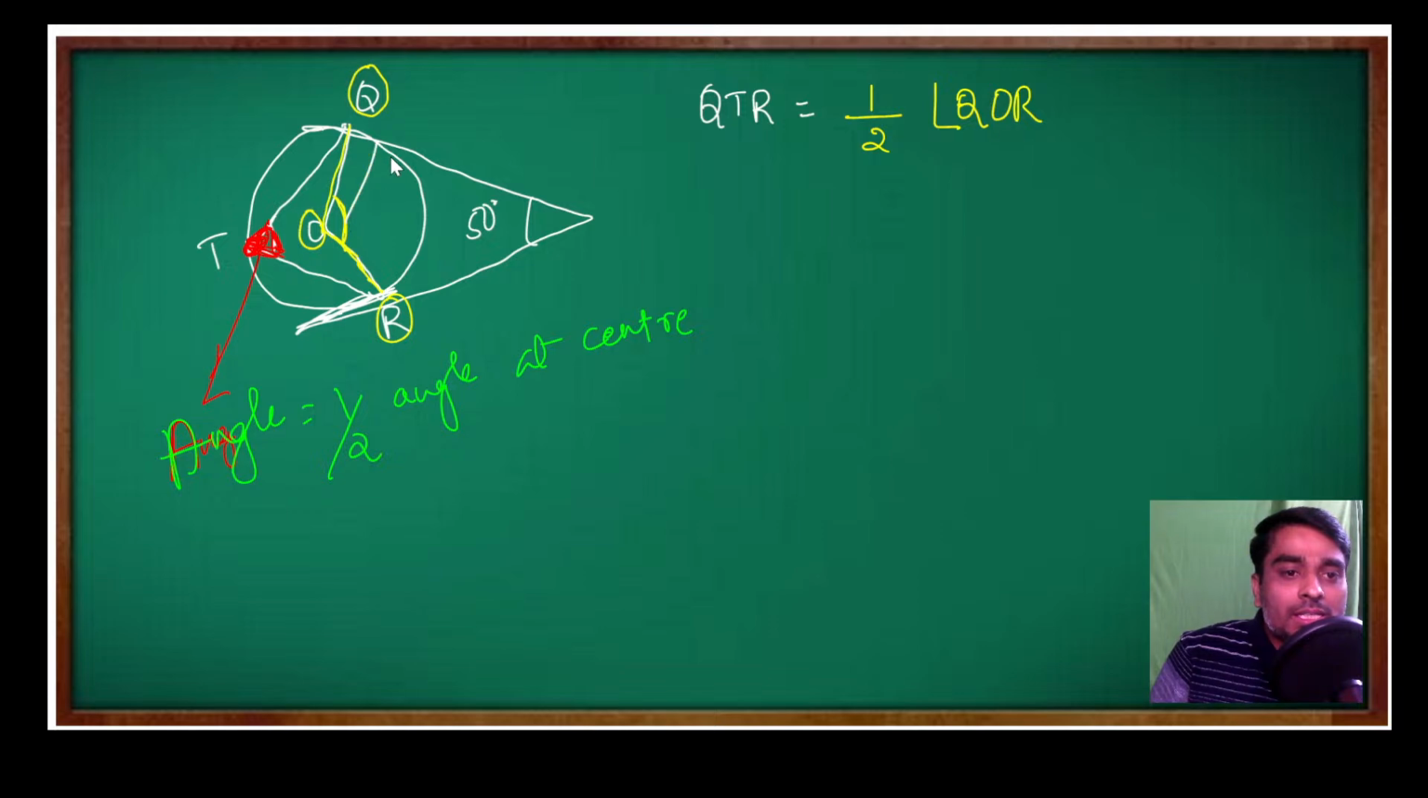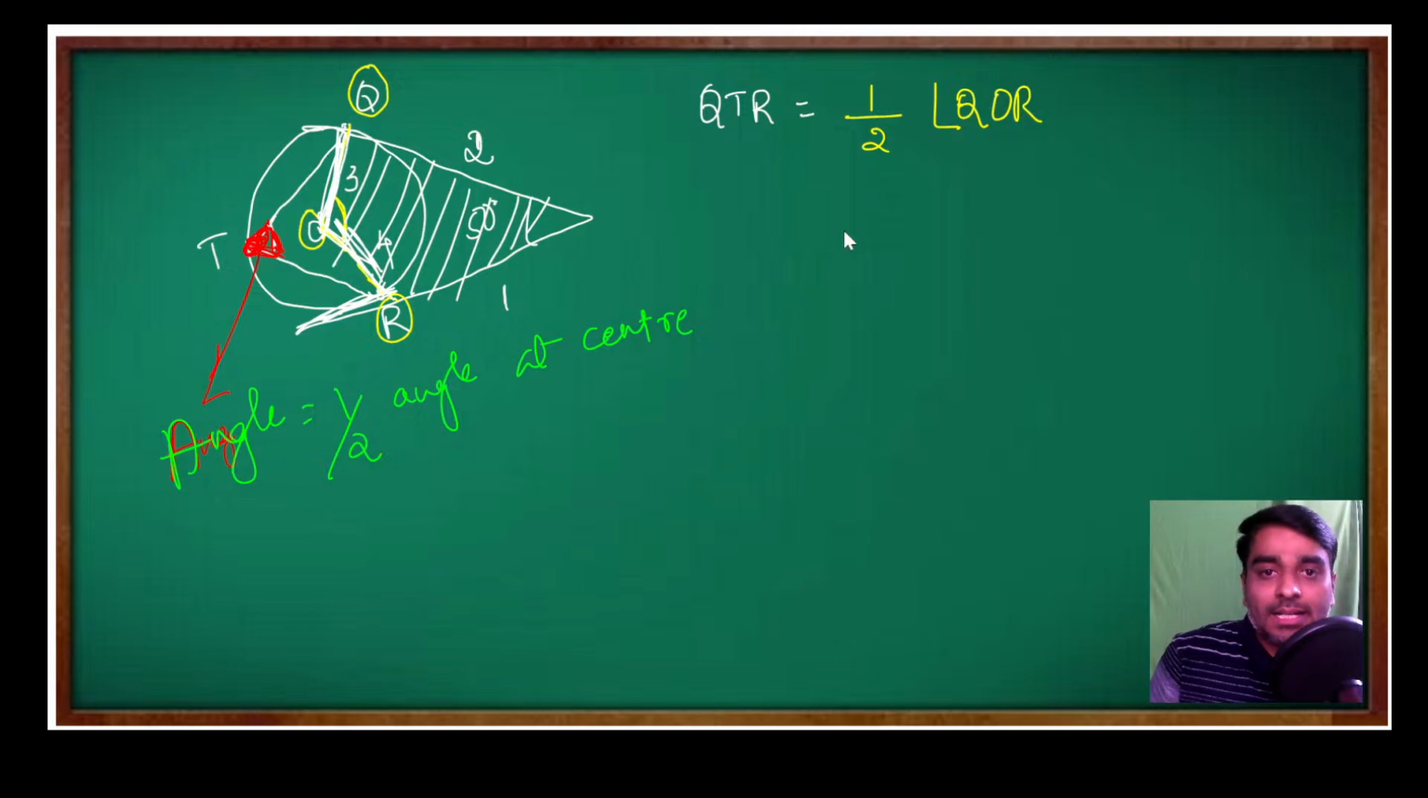QOR, look at this complete figure. How many sides does this complete figure, the shaded one, have? 1, 2, 3, and here there is one more, 4. It has 4 sides, which means it is a quadrilateral. In a quadrilateral, we know the sum of the 4 angles is equal to 360 degrees.